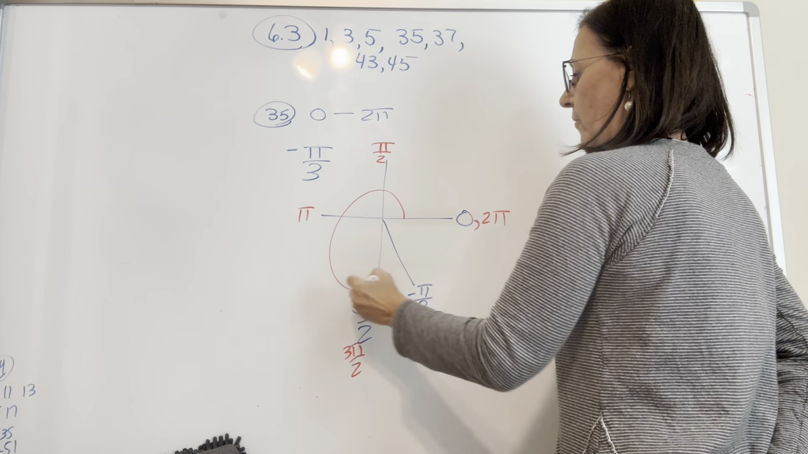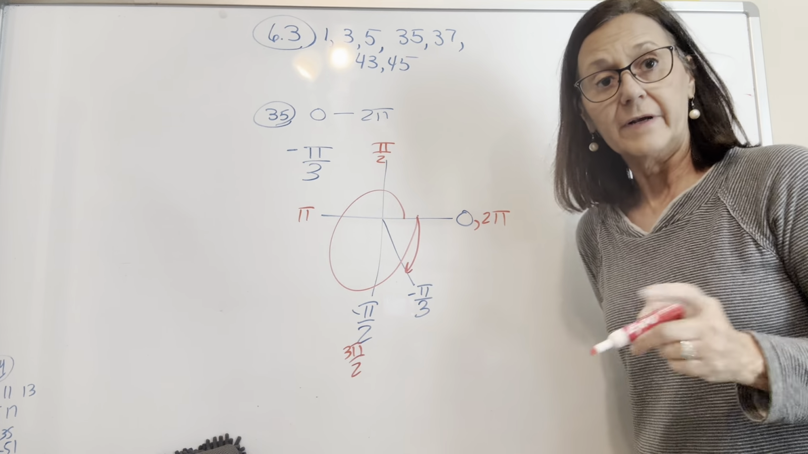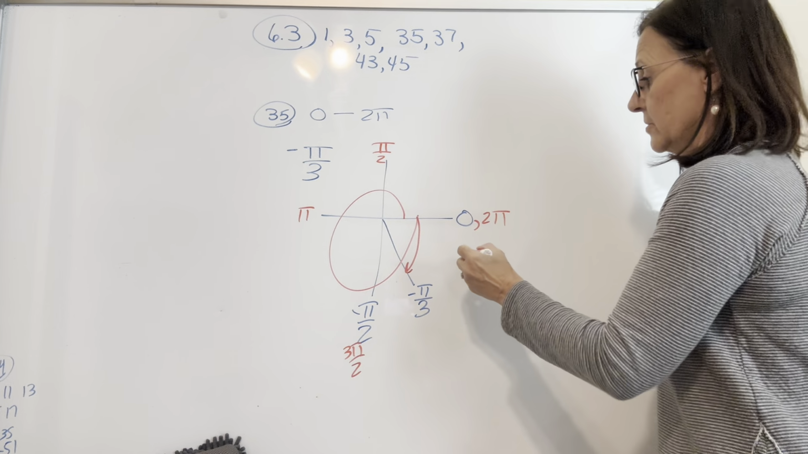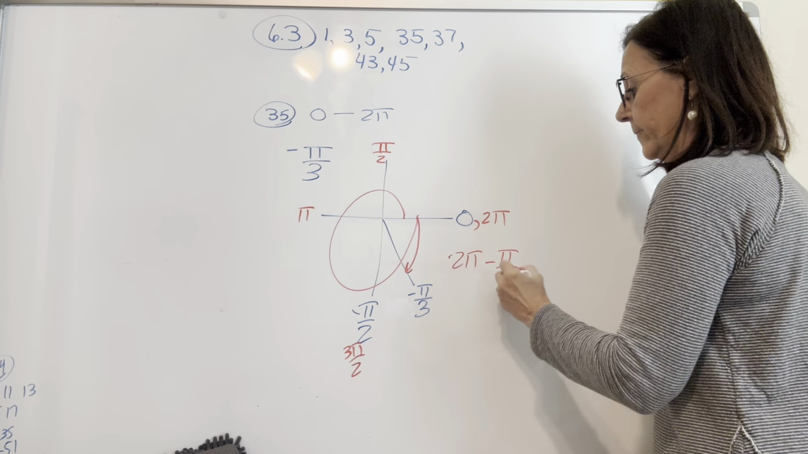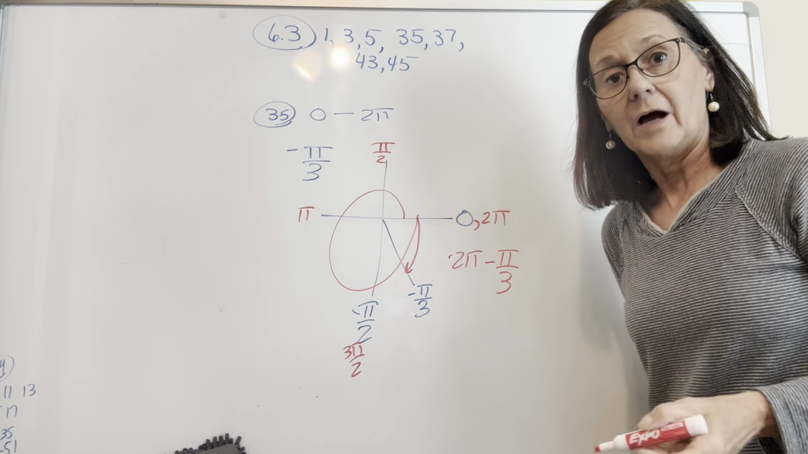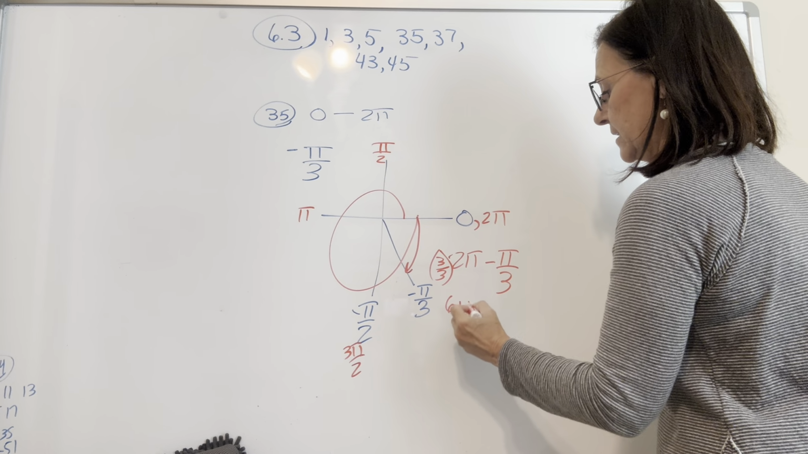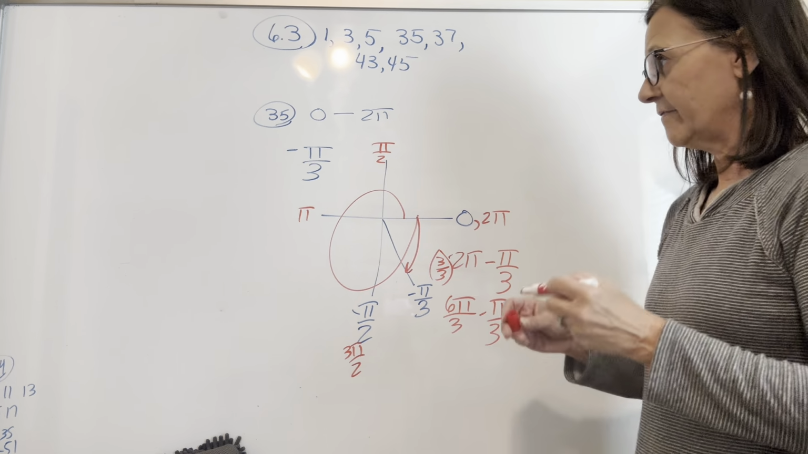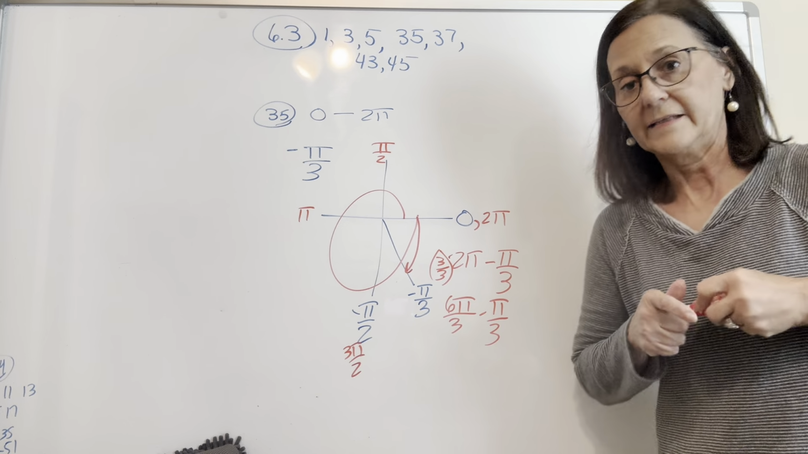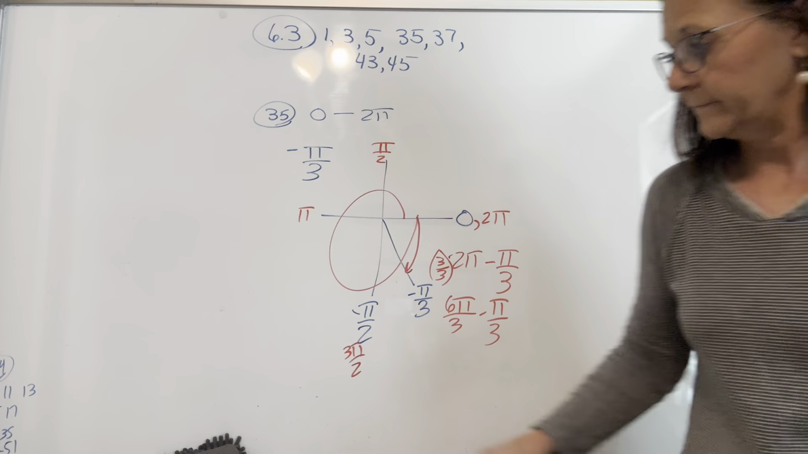So actually, if I go all the way around to 2 pi and back pi over 3, that's where I'm going to land. So it's really 2 pi all the way around, subtracting pi over 3, but I want a common denominator. That's 6 pi over 3 minus pi over 3, and it's 5 pi over 3. Okay, that's the answer. 5 pi over 3.